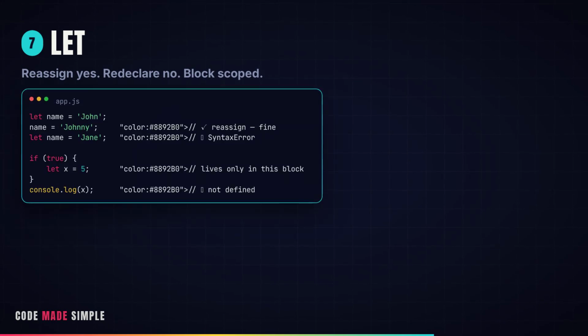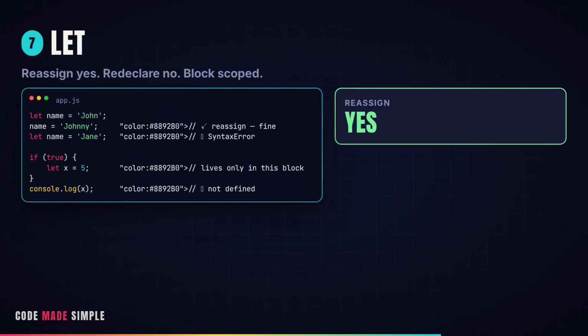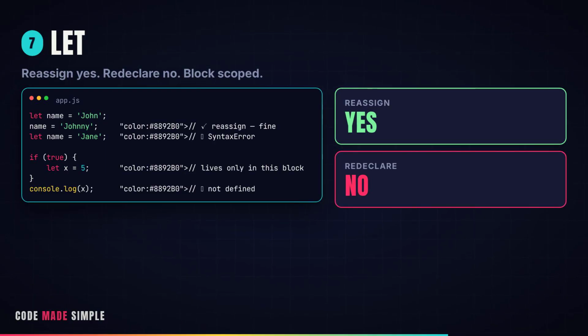Let. Global, local, and block scope. You can reassign the value, but you can't redeclare in the same scope. Predictable. Safe. This is your default for values that change.